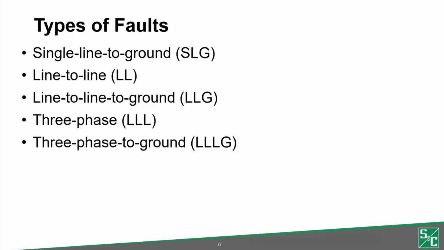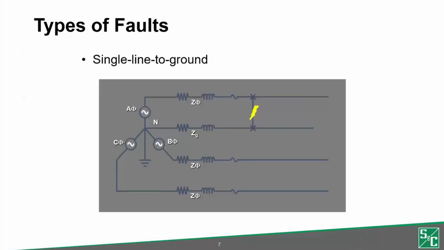In the following slides, I want to briefly discuss these fault types. The first shown here is the single line to ground fault, and this sort of event occurs when a short occurs between a phase and a system neutral that is grounded. This is the most common type of fault that would occur in electrical systems.